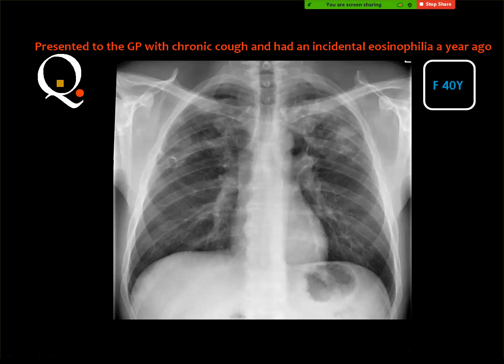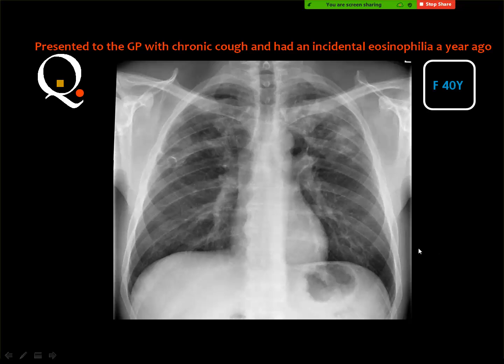Then this patient had a chronic cough and incidental eosinophilia. And I didn't give any choices for this case. I don't know why, but you may answer the question if you can. Acute or chronic eosinophilic pneumonitis? Cryptogenic pneumonia?